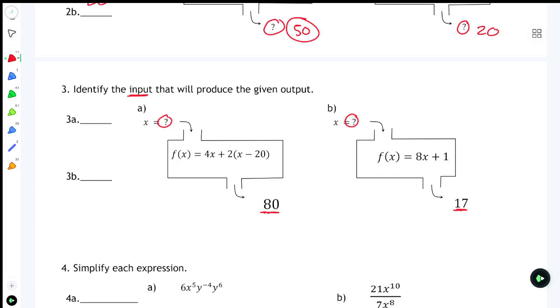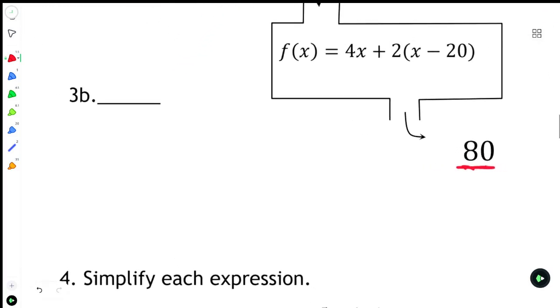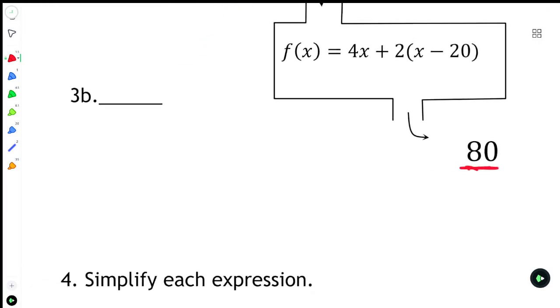So what I typically do is I take just the definition of the function, and this part right here is the definition of this function. This function says, it's 4 times x plus 2 times the quantity of x minus 20. So I write down the definition of the function, right? Again, I'm just going to write 4x plus 2 times the quantity of x minus 20.